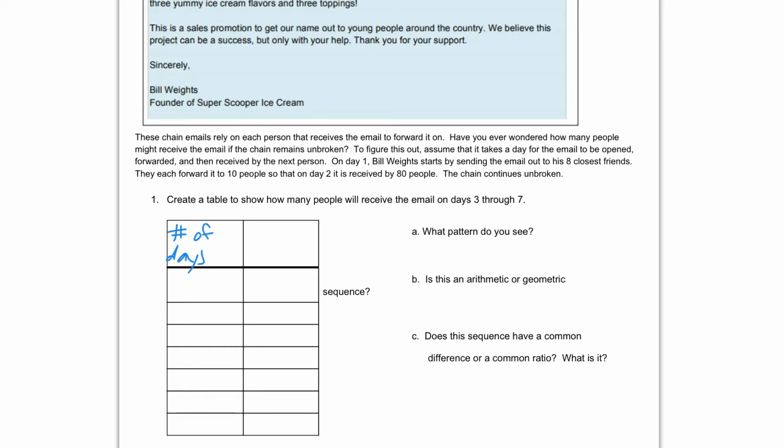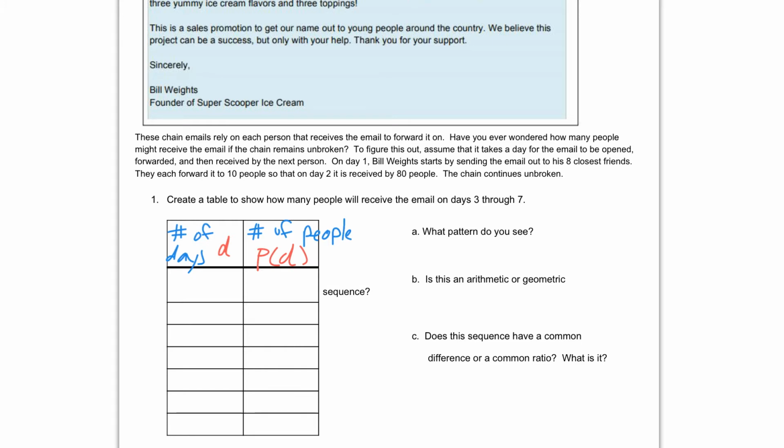And since we're talking about days, let's label that D. Then we want to think about what we are doing. Every day we're sending an email to multiple people. So people is going to be our dependent variable, depends on how many days have passed. So let's label that as number of people. And because we're talking about people, which is P, we'll label that P, and then to keep with our function notation, P of D.